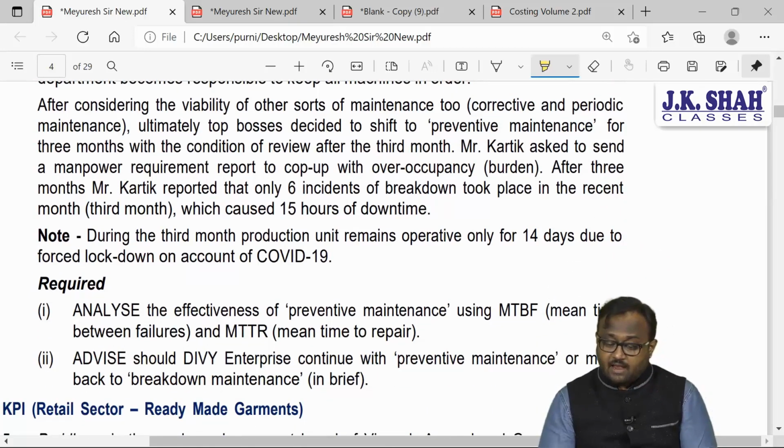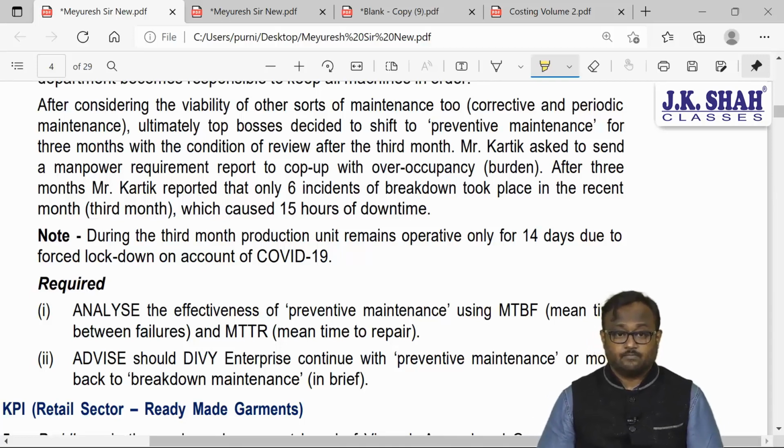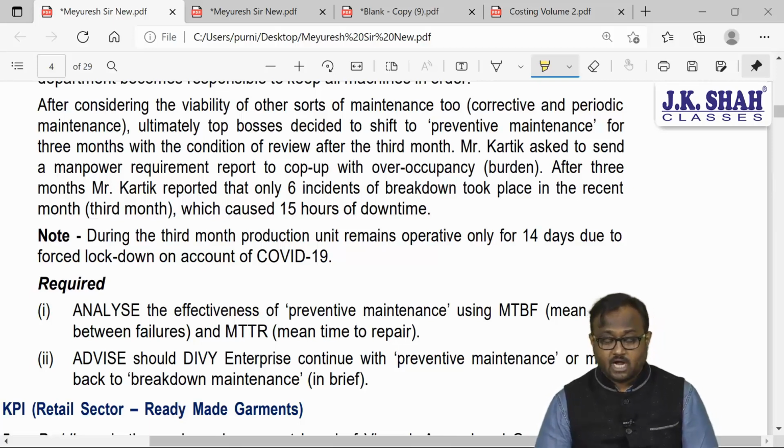After considering the viability of other sorts of maintenance too, ultimately top bosses decided to shift to preventive maintenance for 3 months with the condition of review after the 3rd month. Mr. Karthik asked to send manpower required to cope up with the over-occupancy. After 3 months, Mr. Karthik reported that 6 incidences of breakdown took place in the recent month that caused 15 hours of downtime. So we can see the significant reduction in the idle time.